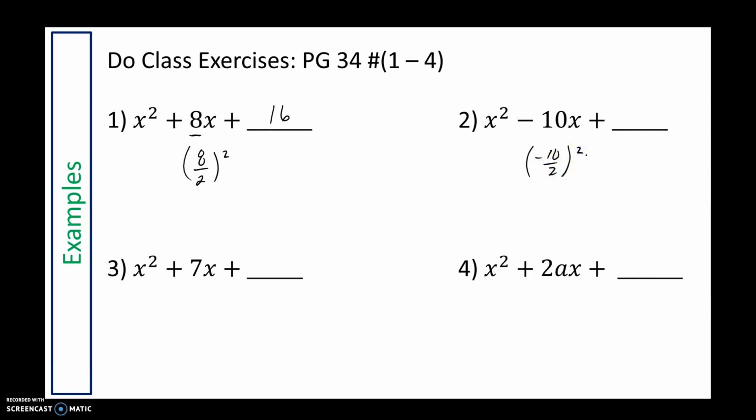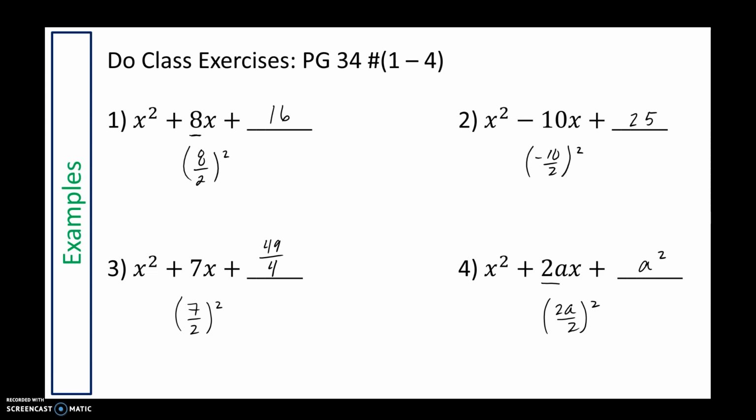And this is why I notice every one of these expressions ends with a plus sign. Negative 5 squared is positive 25. Take half of b, fraction here, and square it. 7 halves squared would give me 49 fourths. And yes, you're expected to be able to do that. Half of b, 2a divided by 2, quantity squared. So I would complete the square with a squared.